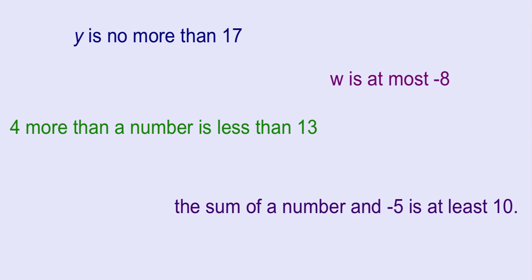So let's jot these down and try to turn them into inequalities. It says y is no more than 17. So we take our y, we take our 17, and we think about what no more than means. If you look at your notes, no more than means less than or equal to. It can be equal to 17, but it can't be more than that. It has to be less than. So it's okay to be 17 or anything less than that. So y is less than or equal to 17.